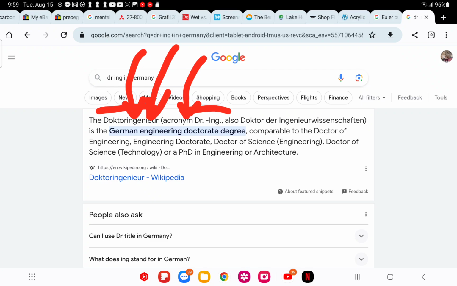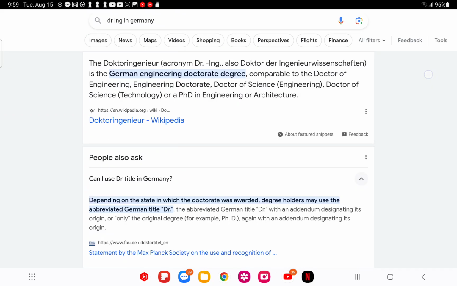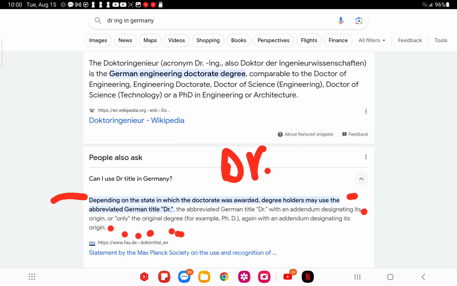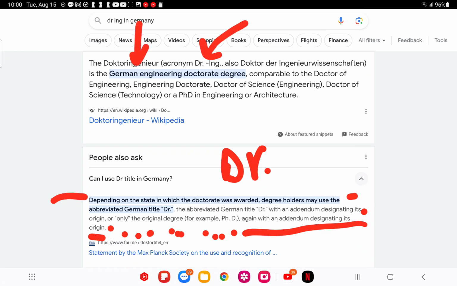You can see it's compared to the Doctor of Engineering, Doctor of Science Engineering, Doctor of Science Technology, or PhD in Engineering or Architecture. Comparable. Below that, it says, can I use the doctor or the DR title in Germany? Depending on the state in which the doctorate was awarded, degree holders may use the abbreviation DR, the abbreviated German title Doctor, with an addendum designating its origin, or only the original degree, for example, PhD. So he's using the acronym, and that would be the origin.